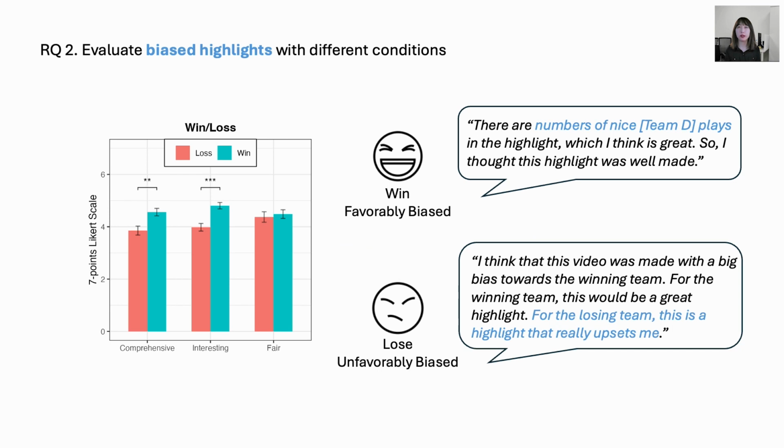Our study found that the game's outcomes significantly affect how viewers enjoy highlights. Fans appreciated highlights more when their team won, enjoying the focus on positive plays. However, highlights felt less satisfying when biased against their team, especially in a loss. The bias condition itself did not produce a significant main effect on its own. Therefore, we analyzed the bias condition coupled with game outcomes.